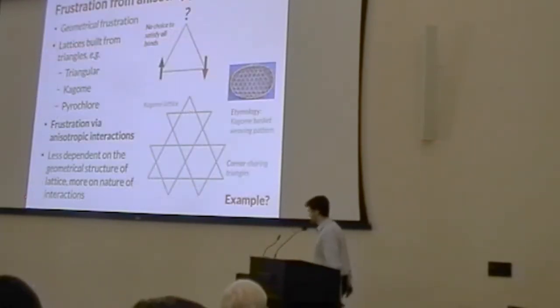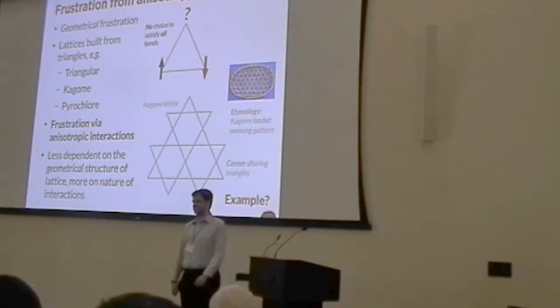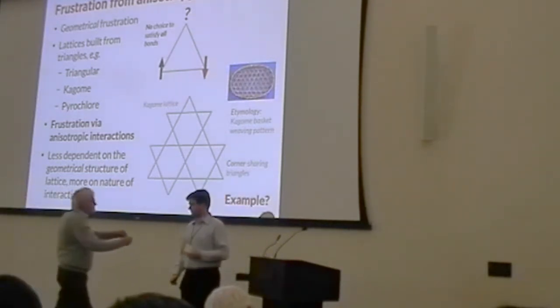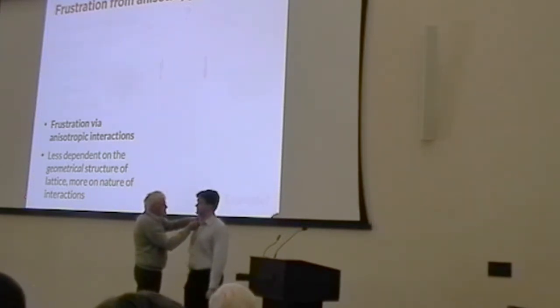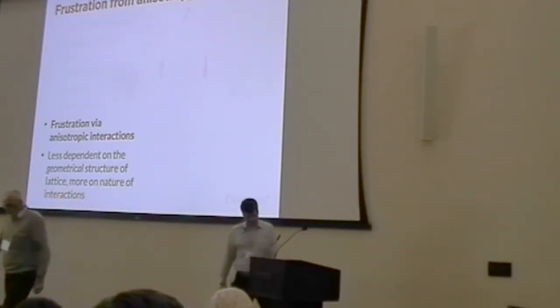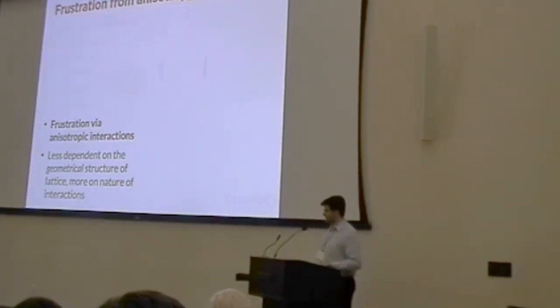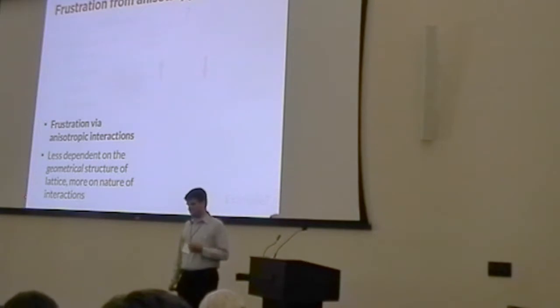So given this is a session on highly frustrated magnetism, I'm probably going to define frustration for you. In this slide, maybe just focus on this corner of it. Namely, what I want to tell you about is frustration through intrinsically anisotropic interactions that aren't tied so closely to the geometrical structure of the lattice.